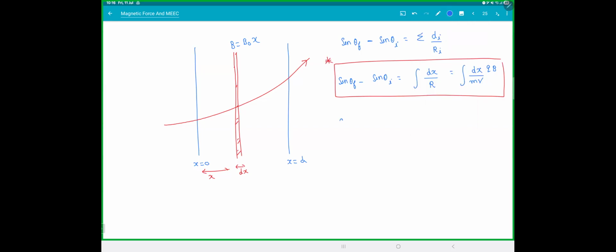And if you try to solve this with what we got, sine theta final minus sine theta initial will be qb naught by mv, integral of x dx. This will go from 0 to d. That gives qb naught d square by 2mv. There. Are you clear with this? So this is a case when you have a variable magnetic field, if you have a field changing with x.